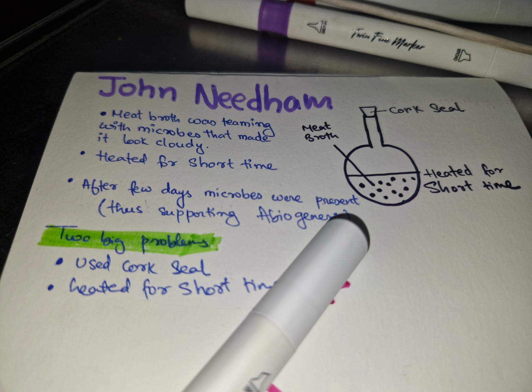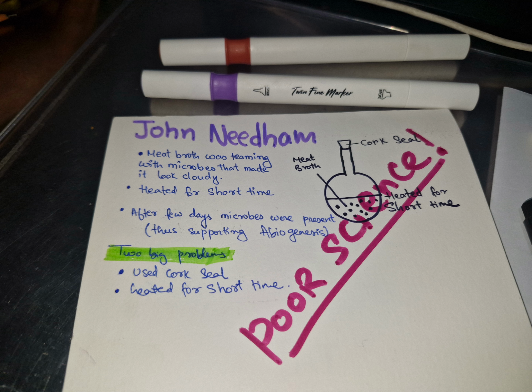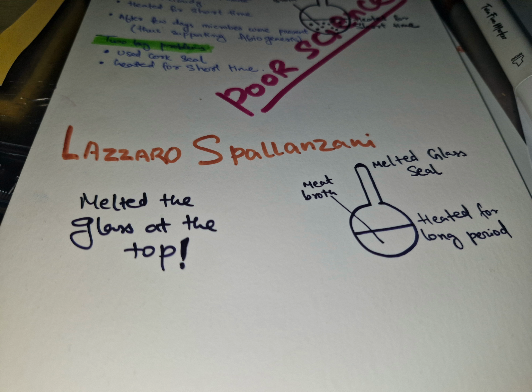Now there are 2 big problems. First, he used a cork seal to allow air to circulate, but it allowed microbes to enter. As I said, microbes are everywhere, so obviously they will enter. Secondly, he heated the broth for a short time, which obviously didn't kill or destroy all the microbes. Hence it is considered poor science. So till now there was no concrete evidence of abiogenesis.